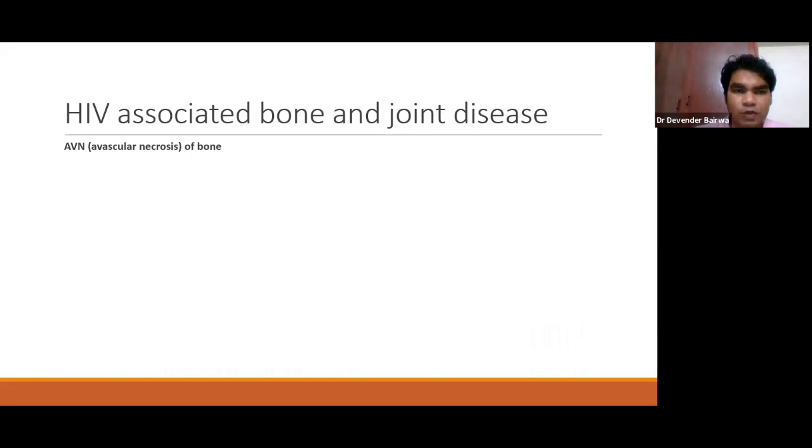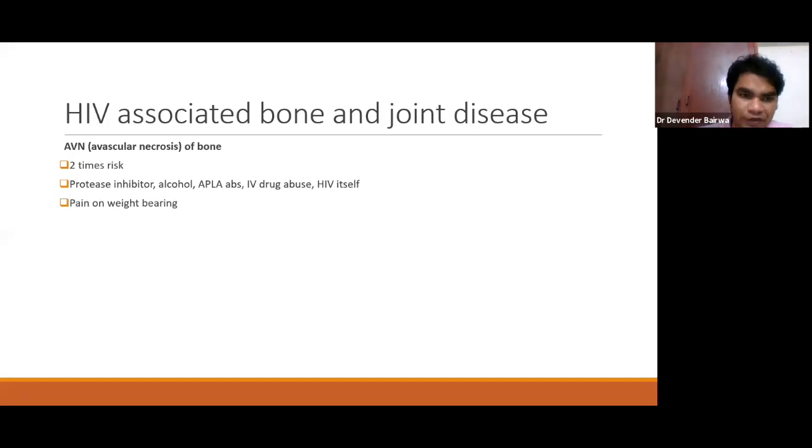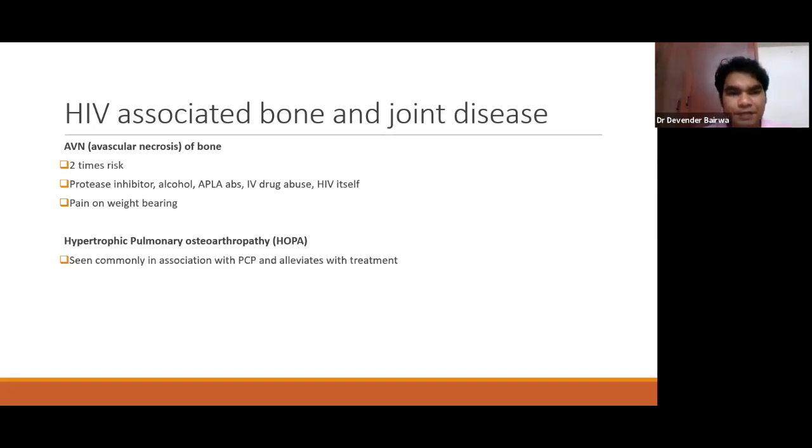Then these patients can also have avascular necrosis of bone. The risk is 2 times that of the general population, and generally the risk is increased because of the use of protease inhibitors as ART therapy. Alcohol intake, antiphospholipid antibodies, and IV drug abuse can contribute, or the HIV virus itself can lead to an increase of AVN. Generally, the clinical feature is pain on weight bearing. Apart from this, these patients can also have clubbing, that is hypertrophic pulmonary osteoarthropathy, seen commonly in association with PCP infection. They can develop this picture, and it alleviates with treatment.